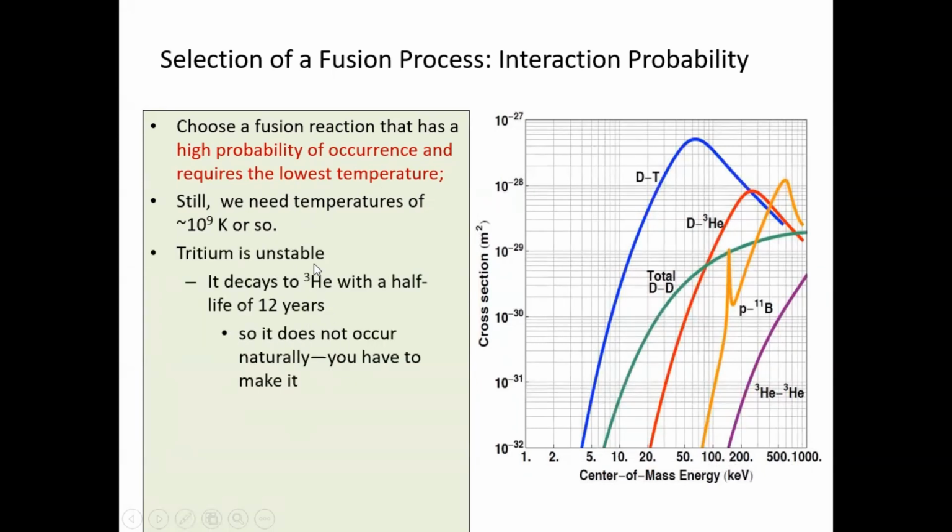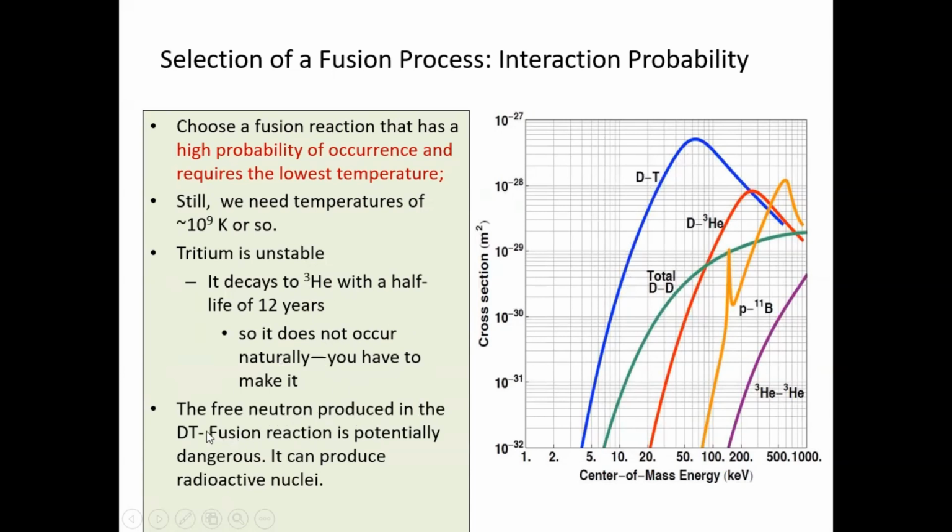We see that tritium is unstable. It decays into helium-3 with a half-life of 12 years. So it does not occur naturally, and we have to make tritium. So the DT reaction is a very good reaction, but T is required through other reactions.